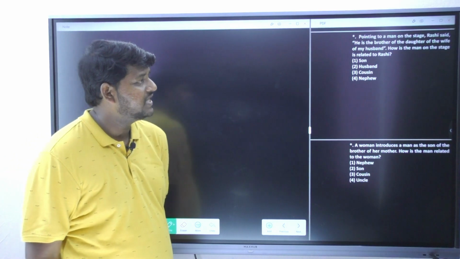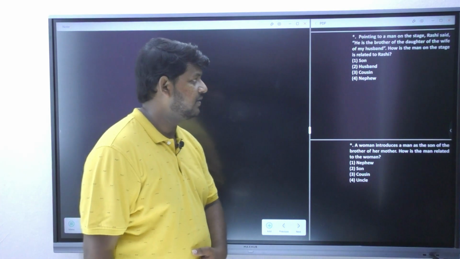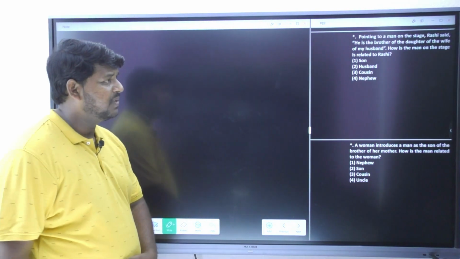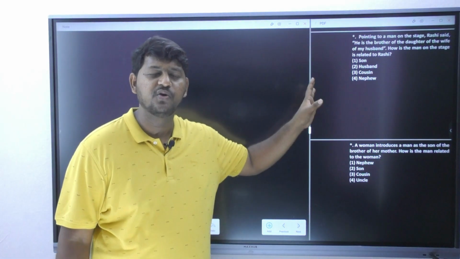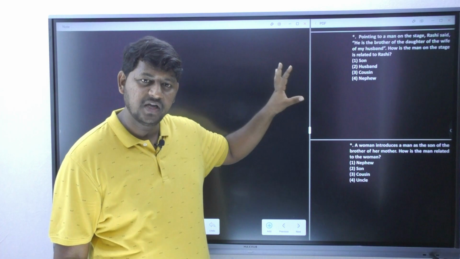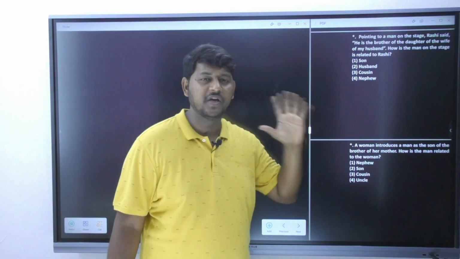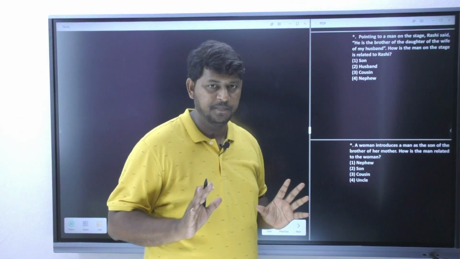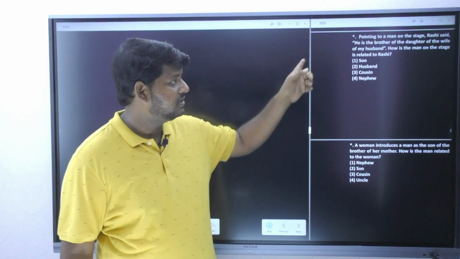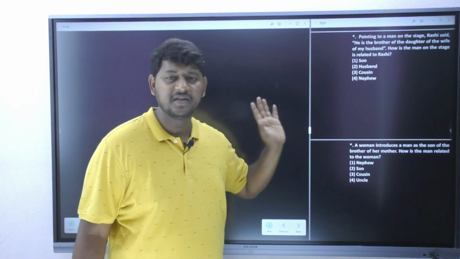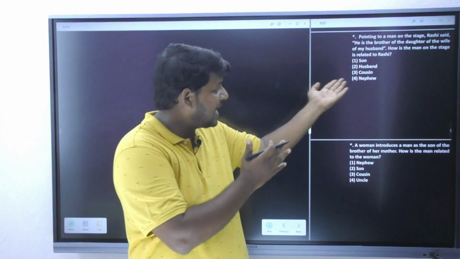Pointing to a man on a stage, Rashi said, he is the brother of the daughter of the wife of my husband. Now who is the speaker? Rashi is the speaker. Now is it possible for you to understand these questions as soon as you read them? No. My is a keyword observed over here. You do not see the your keyword. My should be replaced by whose name? Rashi. Why? Because Rashi is the speaker in this question. So we will try to do these questions from your right side point of view.